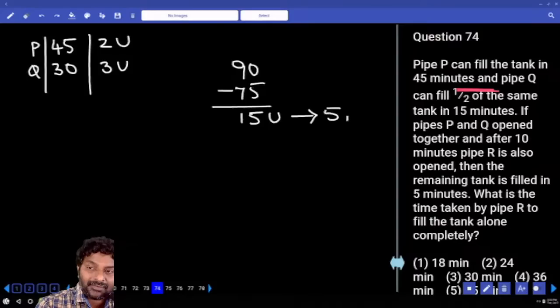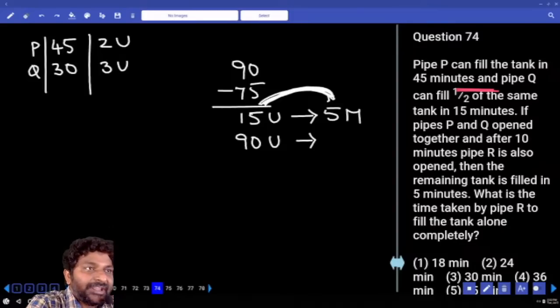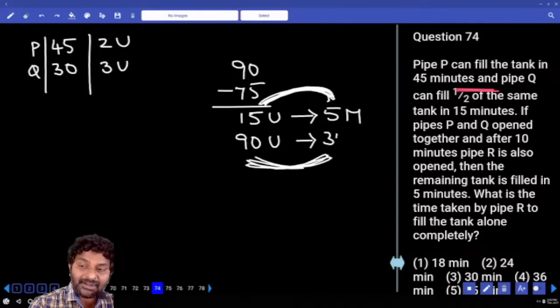Come on. Now the question is about R to fill the total tank, right? What is total tank capacity? 90 units can be filled in how much time? Identify the relation between these two. 15 becoming 5. How? Divided by 3, so 90 divided by 3, 30 minutes. Followed?